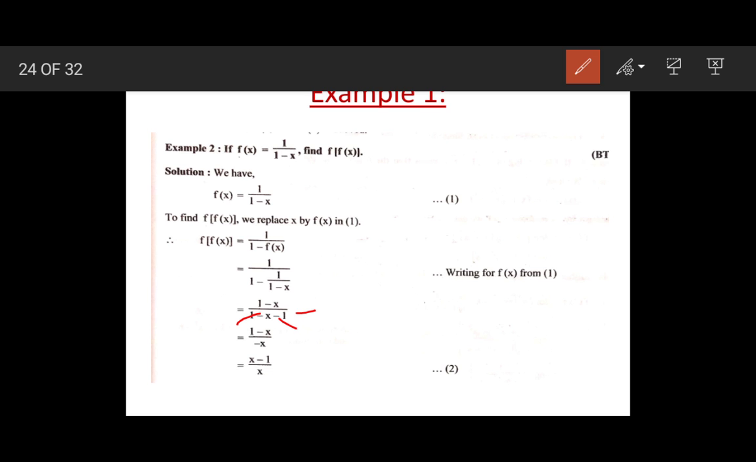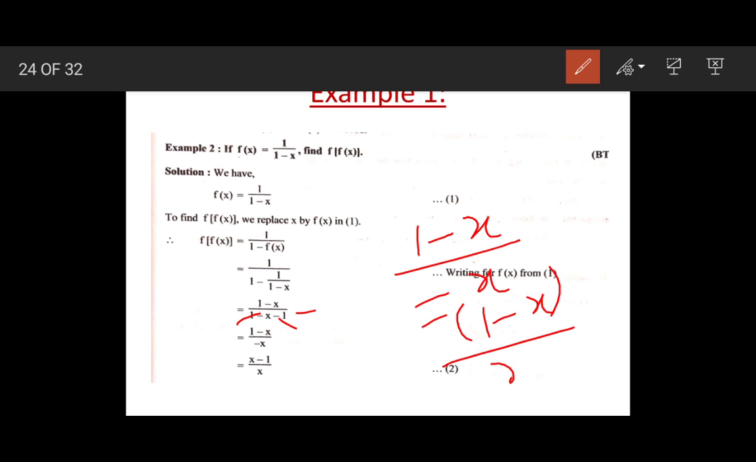So finally what I am getting? I am getting 1 minus x upon minus x. Now I am going to take this minus sign in numerator. So that will be minus 1 minus x upon x. Okay. After multiplying the bracket with minus, I will get x minus 1 upon x. Okay. So f of f of x is x minus 1 upon x.